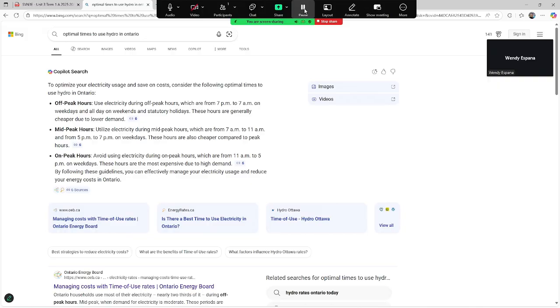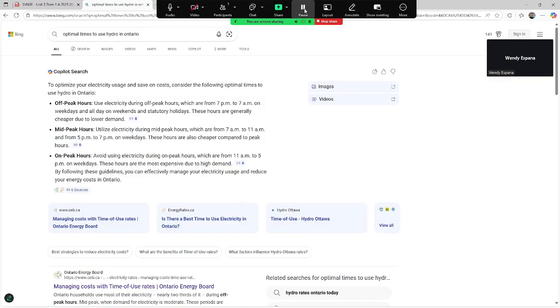Mid-peak hours. Utilize electricity during mid-peak hours, which are from 7 a.m. to 11 a.m. and 5 p.m. to 7 p.m. on weekdays. Okay, so they're cheaper than peak hours. 7 a.m. in the morning to 11 a.m. in the morning and 5 p.m. at night to 7 p.m. at night. Those are during the weekdays. Okay, so those are also less money than peak hours.